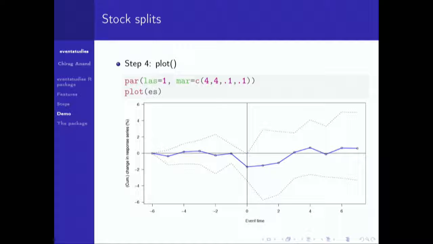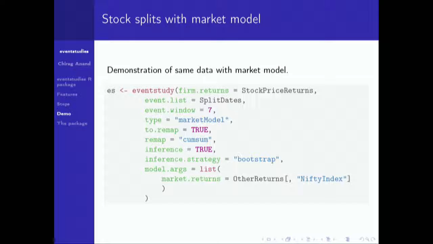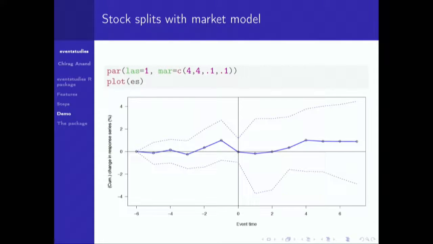So I will explain the second. The same data set, and with the second, we use a market model here. It uses the full argument list of the event study function. You specify the market model, you tell it the inference strategy to use, and then you provide the market returns. So it'll perform a linear regression and use the market model. And then you plot it.